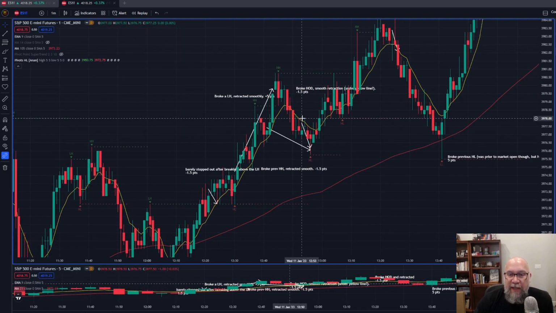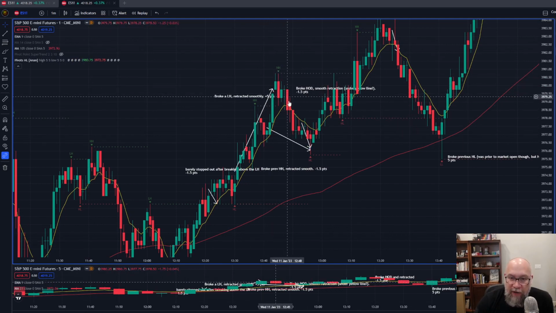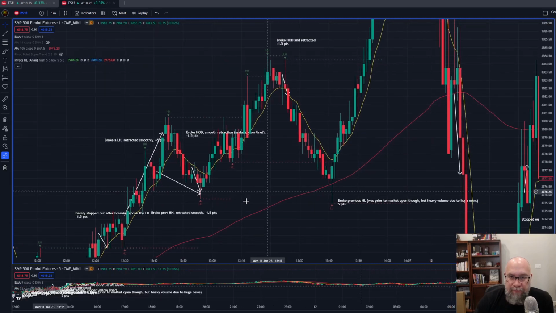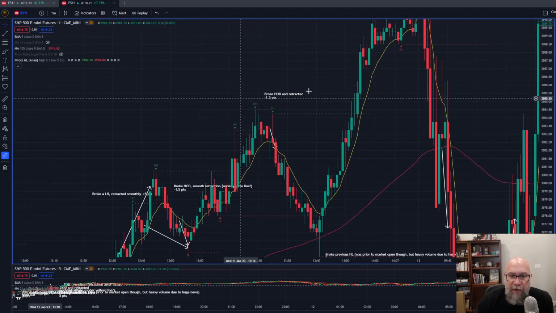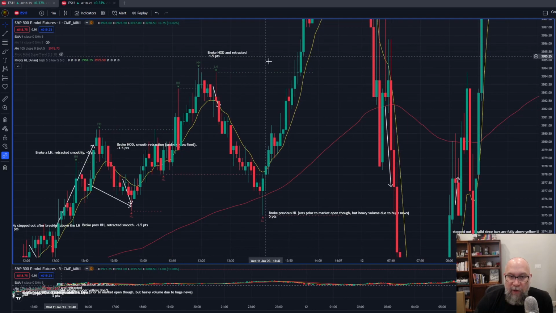And then we start coming down, and you could say, well, we broke through this high. We came up to here. We retracted, and we retracted to here. We got in, and we stopped out. This is broke the high of day and retracted. So we broke through this. We hit here, and we retracted down to right here where we touched the yellow line. So we would have gotten in for a long, but we would have been stopped out.